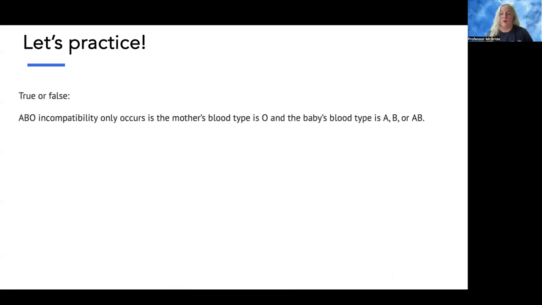Next question, true or false? ABO incompatibility only occurs if the mother's blood type is O and the baby's blood type is A, B, or AB. Is that true or is that false? This answer is true. The mother's blood type is O and the baby's blood type is anything else, anything A or B or AB, that can be seen as foreign.